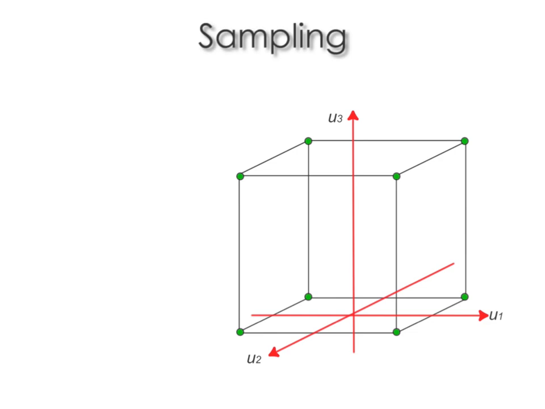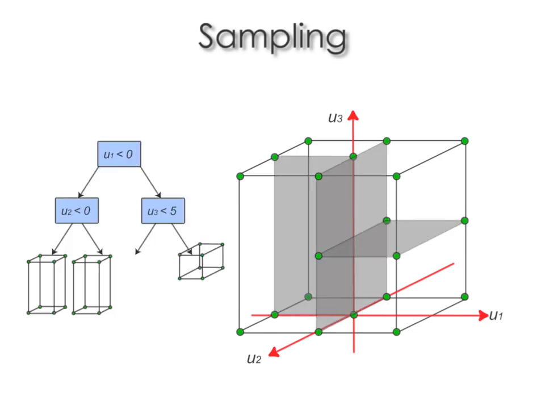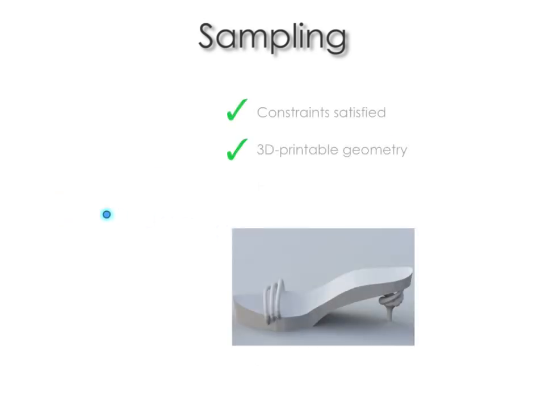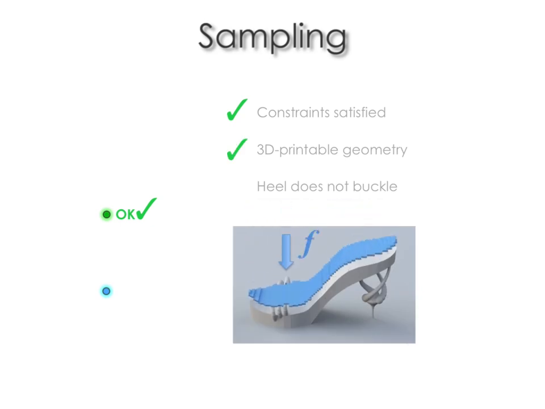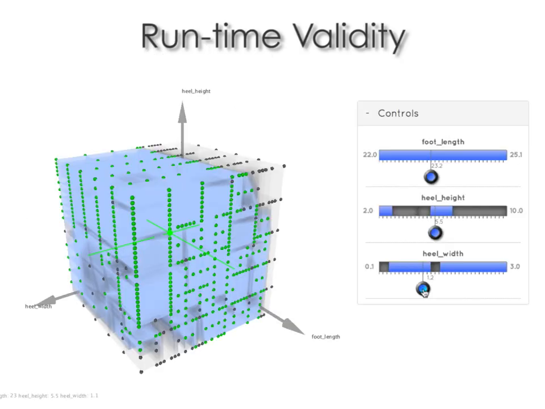We adaptively sample the space of end-user visible parameters, constructing an n-dimensional KD tree. For every sample point, we run the constraint solver, generate model geometry, and evaluate high-level validity tests. We sample more along the boundary of the valid region and in the areas where geometry is changing the most. This parallelized process results in a data structure that is used at runtime to restrict the UI to the valid regions of the design space.